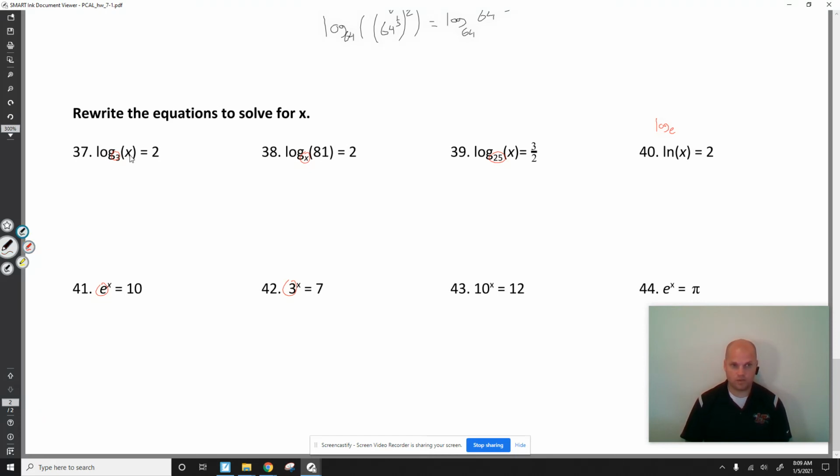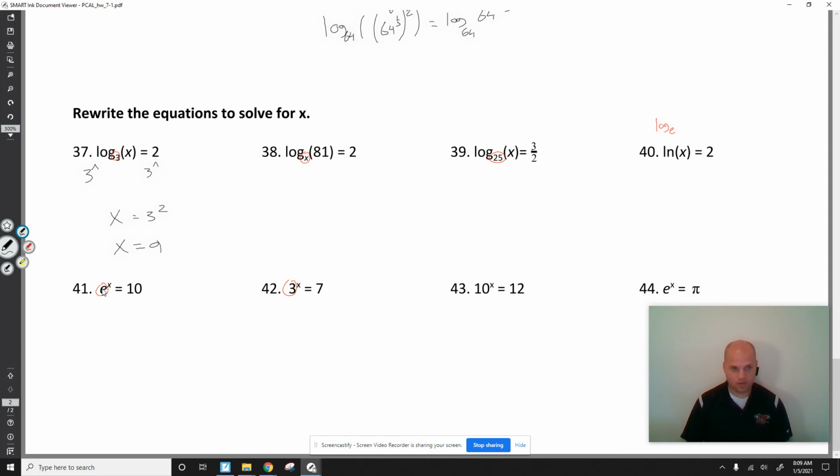Log base 3 of x equals 2. You would take 3 to the power of both sides. This is the inverse of a logarithm. It's an exponent. The inverse of an exponent is a logarithm. 3 to the log base 3 of x is just x. The 3 to the log base 3 cancels. So I get x equals 3 squared. So x is 9. Log base 3 of 9. Okay? So that's if you have a logarithm.